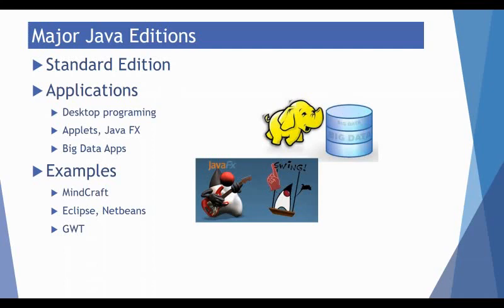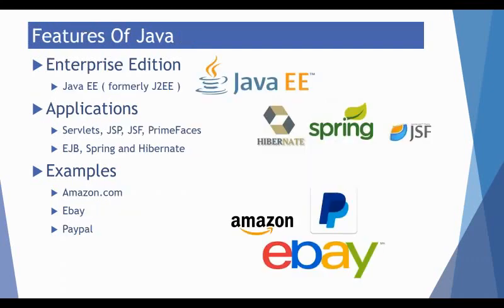Now some of the application areas wherein Java is used are JavaFX, Java Swing, and big data. These are the other application programs that make use of Java. JavaFX is for graphics, and Java Swing is for creating the GUI components, whereas big data is used for analysis. Business intelligence and all, we use big data.